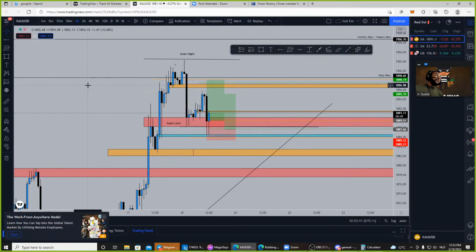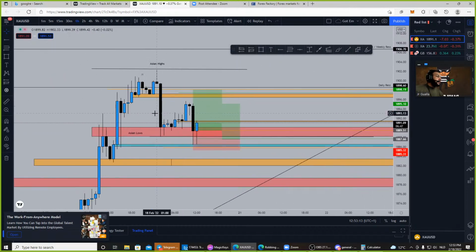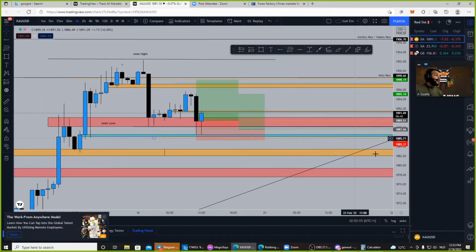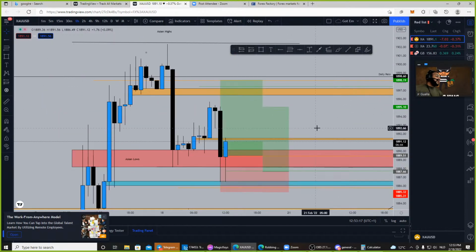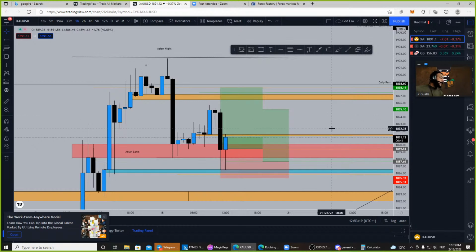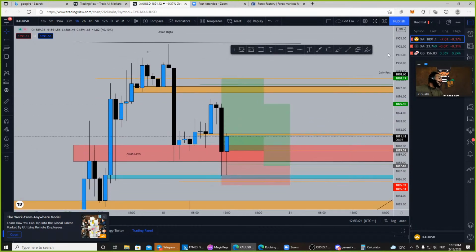I just caught the gold drop and made 110 bands. That's good. The man's wealthier than I am. The same moves I'm catching, I'll just say like 100, he'll make 1,000. He has more money. He has bigger lot size.